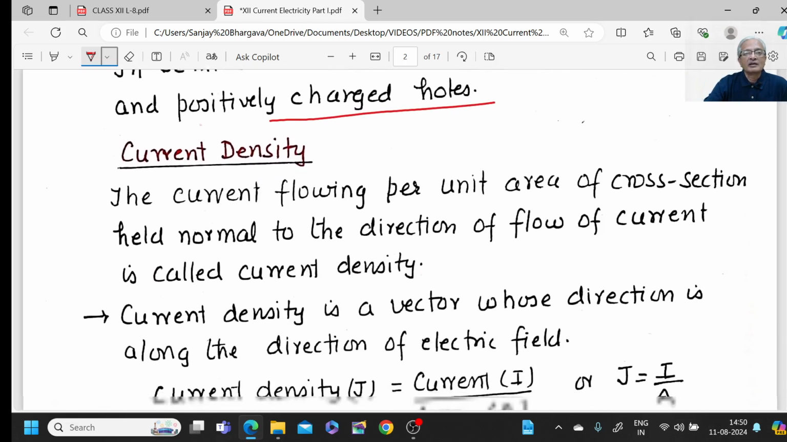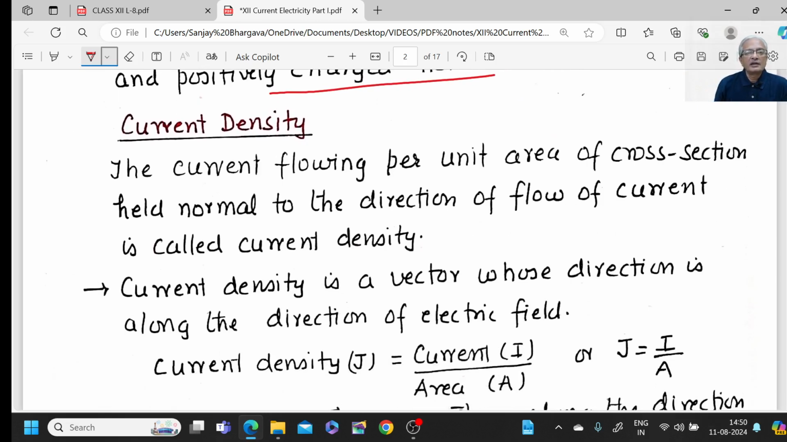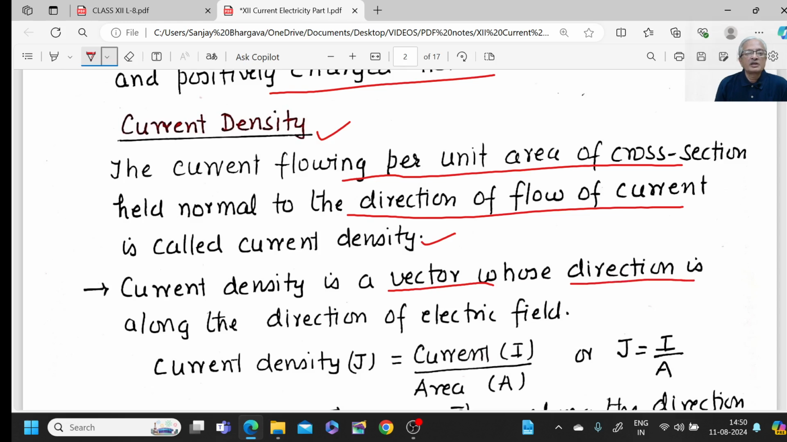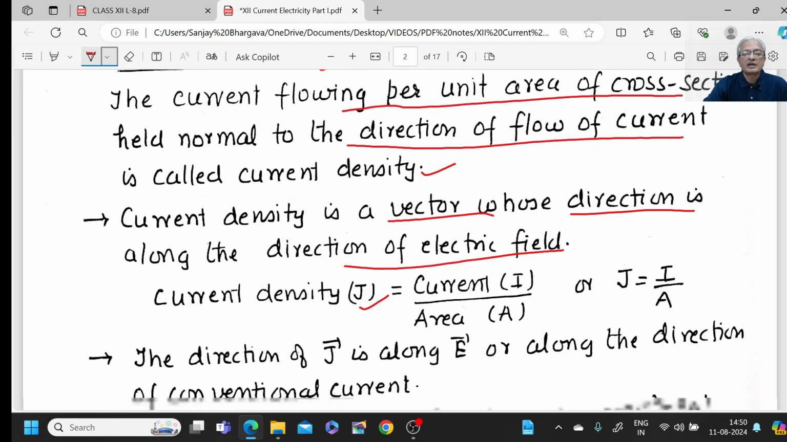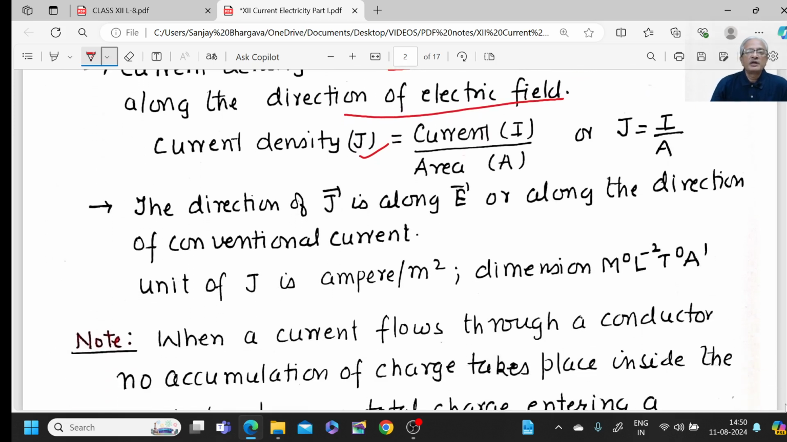Current is basically a scalar. We can make current a vector when we describe current in terms of current density. The current flowing per unit area of cross section held normal to the direction of flow of current is called current density. Remember, current density is a vector whose direction is along the direction of electric field. Current density, defined as current per unit area of cross section, we will represent by J, which will be equal to I upon A. And remember, the direction of J vector is along E vector or along the direction of conventional current.